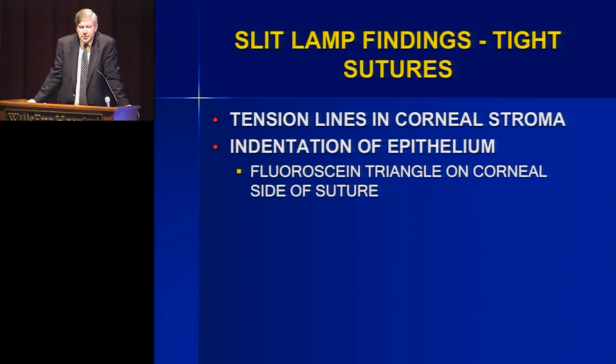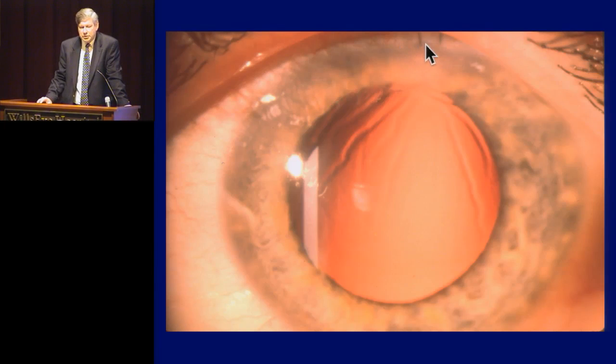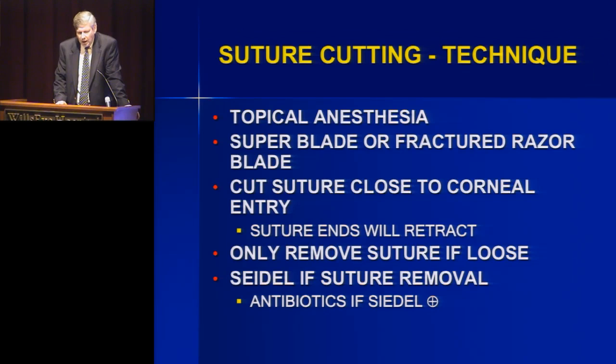Some tips in terms of figuring out which is your tight suture. Very often you will see tension lines in the corneal stroma. You also can find an indentation of the epithelium. And what that does, it gives you a little fluorescein triangle on the corneal side of the suture. Let me show you. Here's a tight suture, and you can see the stria, or the tension lines, going in that direction. If you put fluorescein on here, you'd find a little triangle with the apex pointing towards the tight suture.